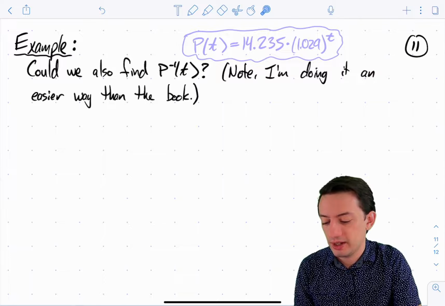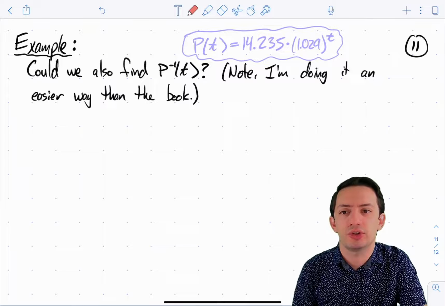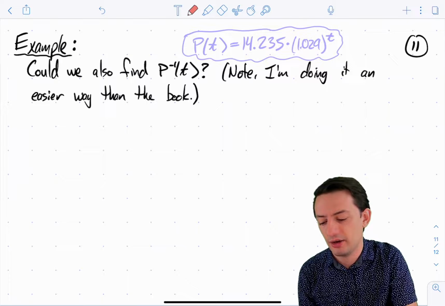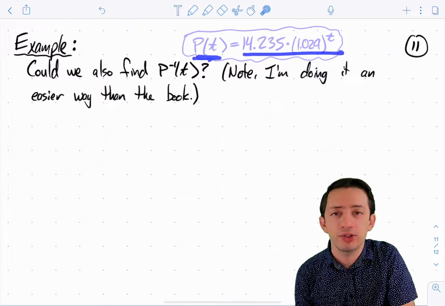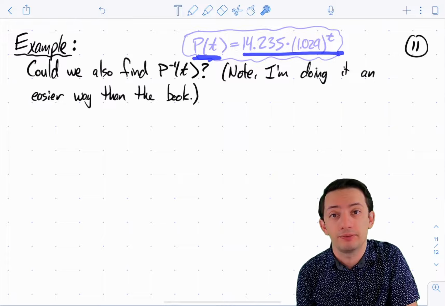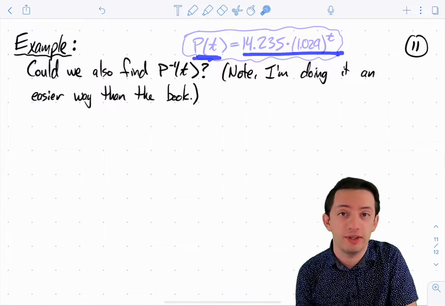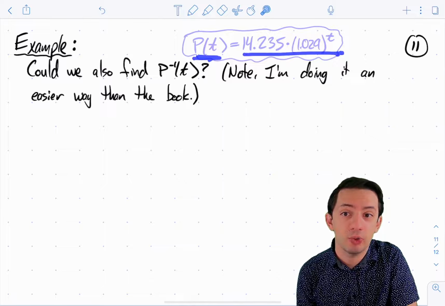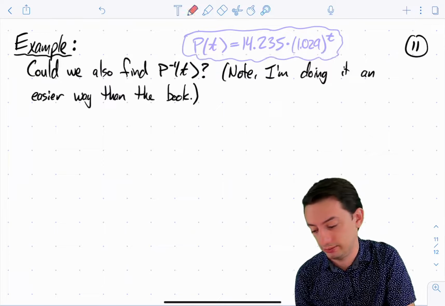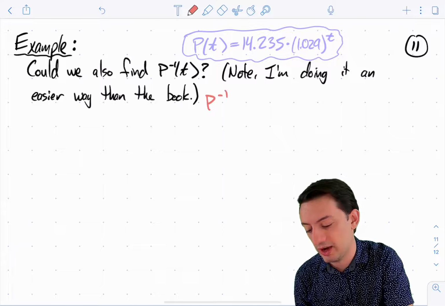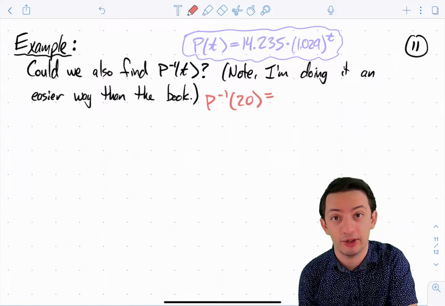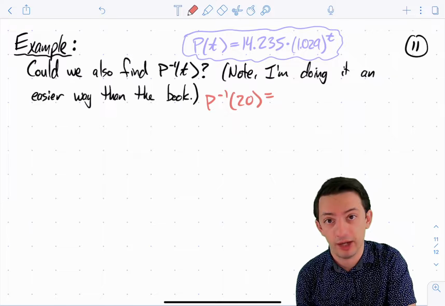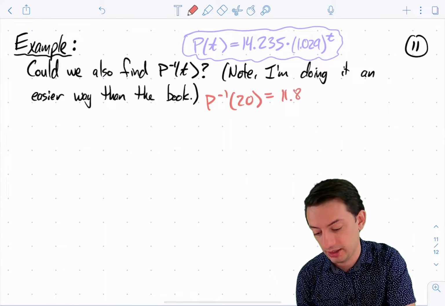Now, I want to point out a calculation that the book doesn't actually do. Instead of plugging in 20 and trying to find the t, let's just write the inverse function down. For any function, you can find the inverse. And if I plug 20 into that inverse, we're going to find p inverse. That means that if I plug in 20 and just do whatever calculation it says, I'm going to get whatever I had on the last slide, 11.894.